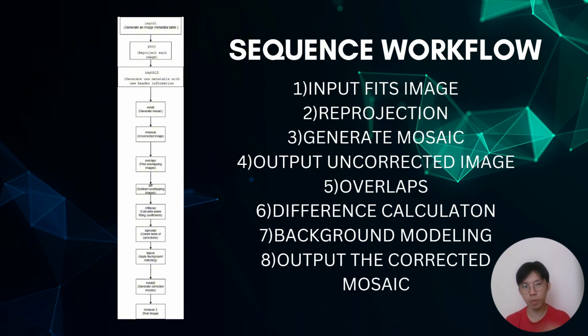So after we do the background modeling, we will go straight to outputting the corrected mosaic image to the files. So this is our sequence flow. Let's take a look at the next one.